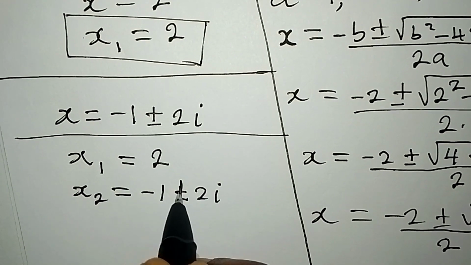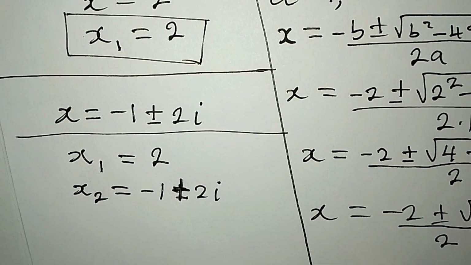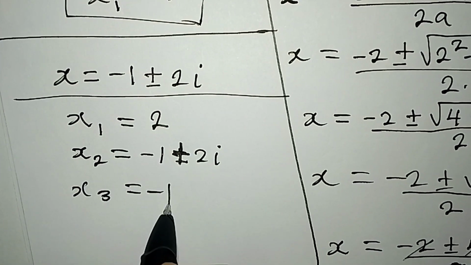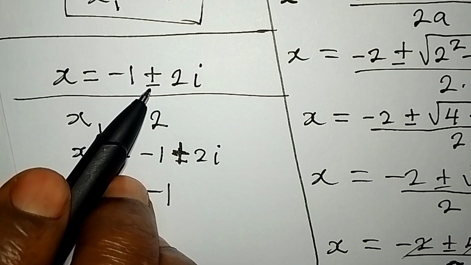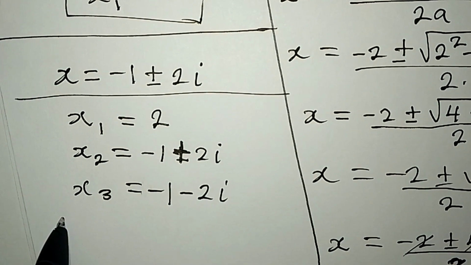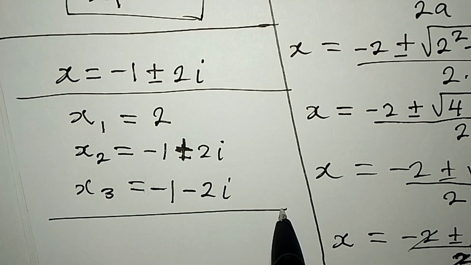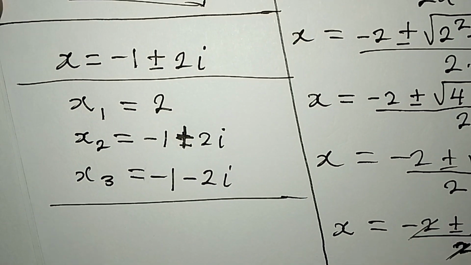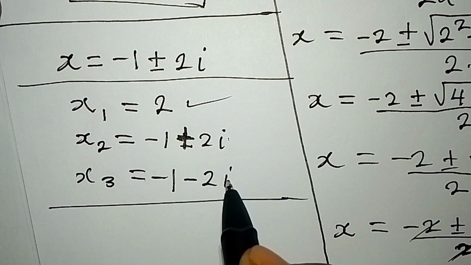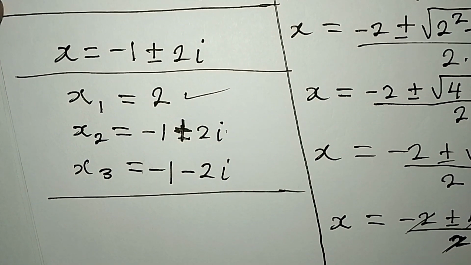Then the second is our x2, which is from here, and we're going to pick minus 1 plus or minus 2i. Sorry, we are picking one of the signs. So let's pick positive first. Then our x3 is equal to minus 1, and in place of this, I'll pick negative, so we have negative 2i. So from here, we now have the 3 solutions, right? It is only our x1 that is real. These 2 are complex solutions.